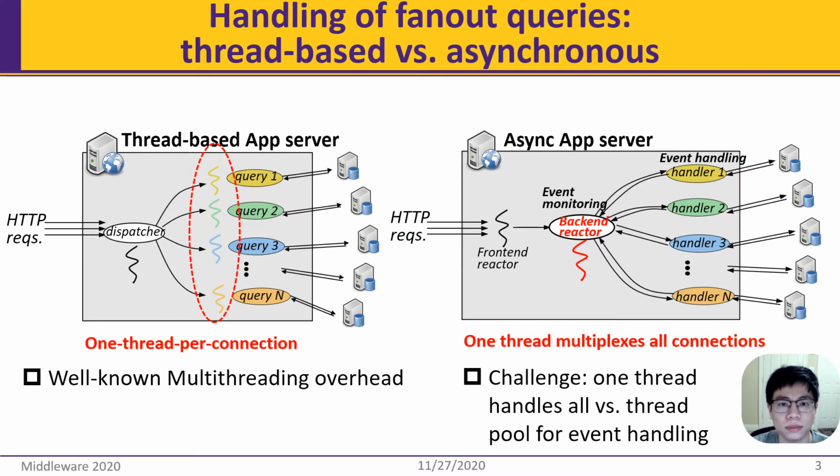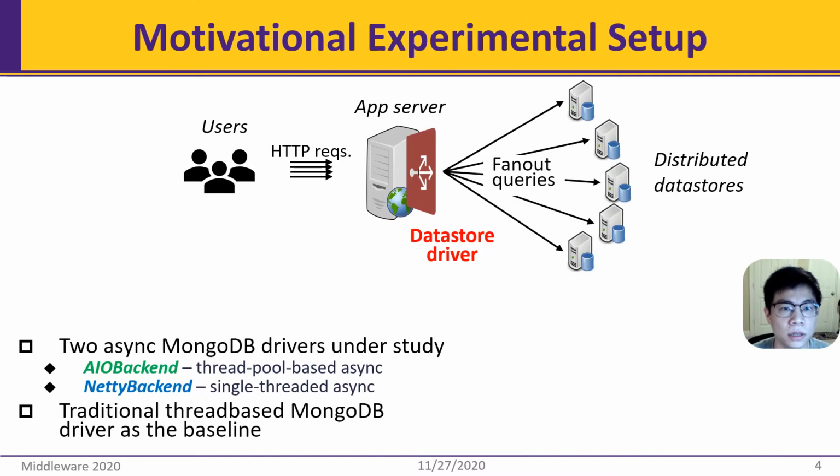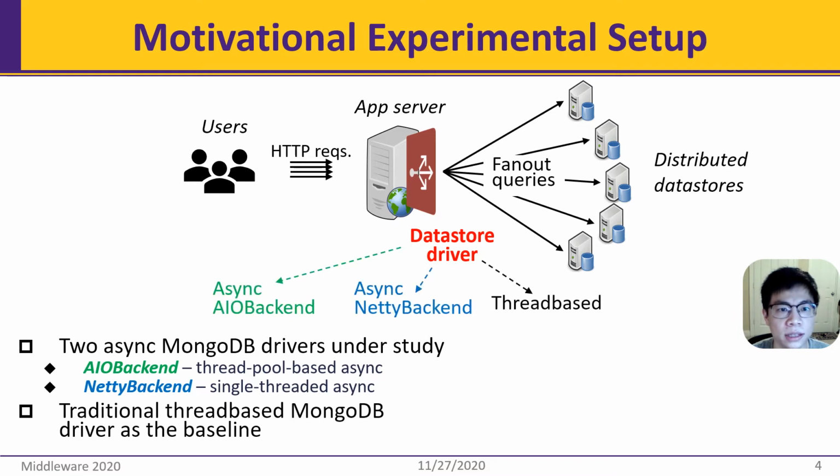This figure shows the typical three-tier topology of the web application that we use in our experiments. We compare the performance of an application server equipped with three different MongoDB datastore drivers communicating with the downstream datastores. There are two async MongoDB drivers: the AO backend, which is the thread-pool-based async, and the native backend, which is a single-threaded async. And we also study one thread-based MongoDB driver as our baseline.